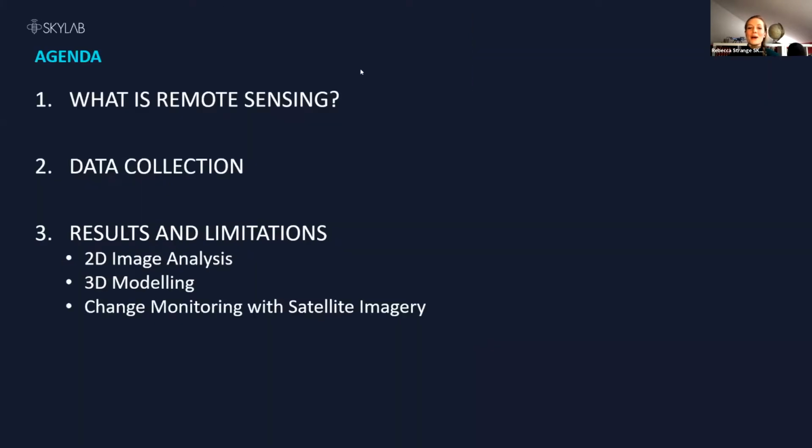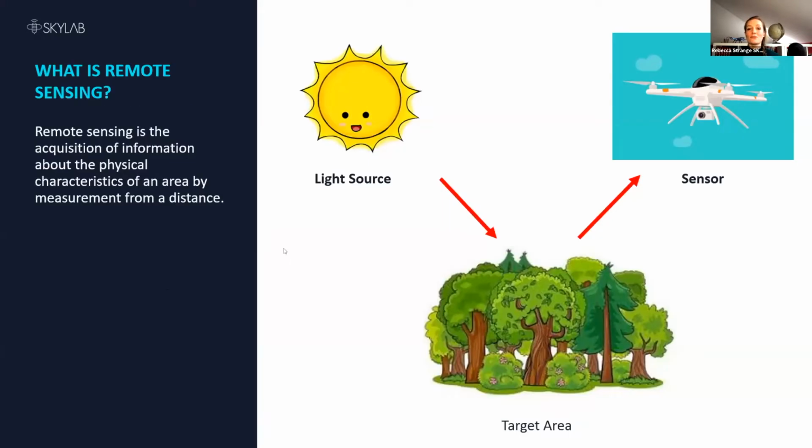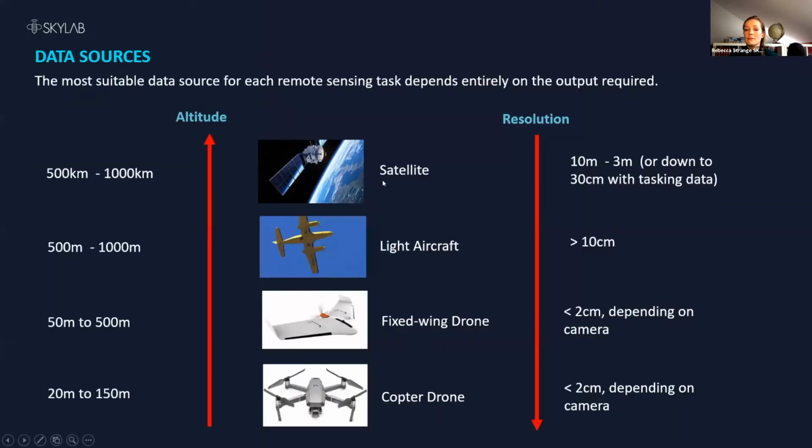Okay, so what is remote sensing? Remote sensing is the acquisition of information about the physical characteristics of an area by measurement from a distance. Regarding data sources, the most suitable data source for each remote sensing task obviously depends entirely on the output that you require and the results that you're looking to get.